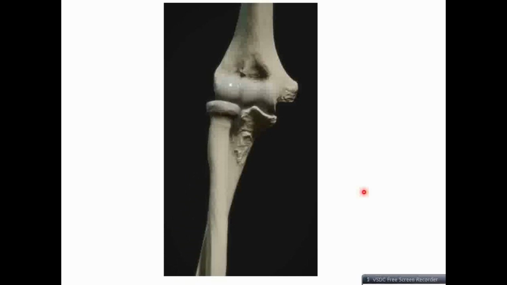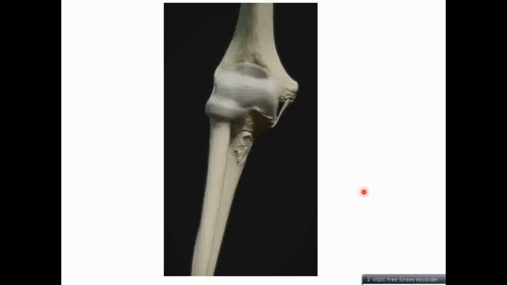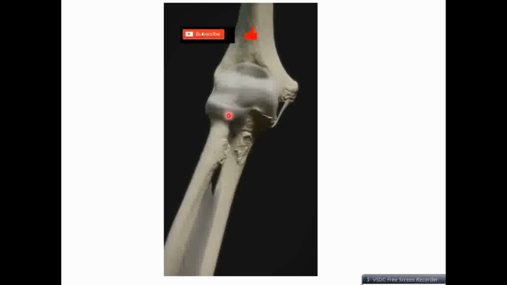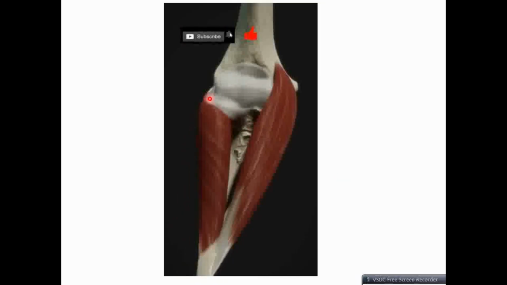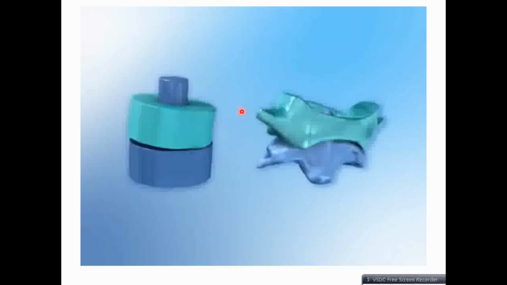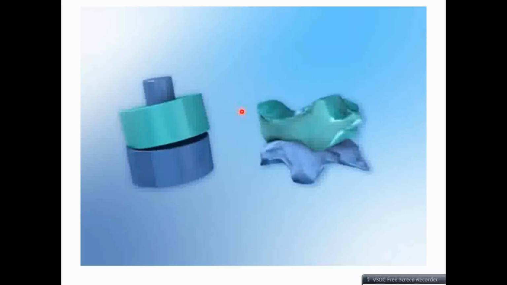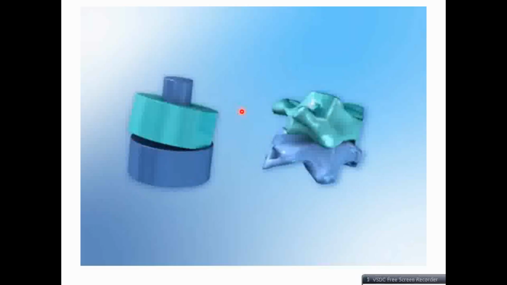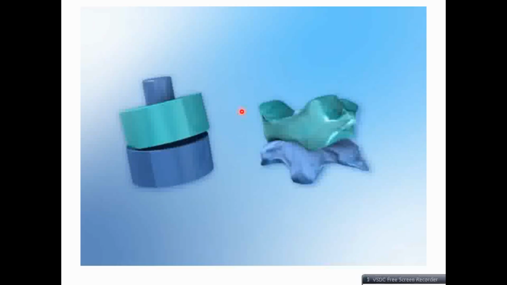You can see this is a movement that is possible in the pivot joint, the rotational movement, and this is the osseo-ligament structure that is called the annular ligament. And this is another example of a pivot joint, the atlantoaxial joint. You can see the rotation movement taking place. Atlas, axis.